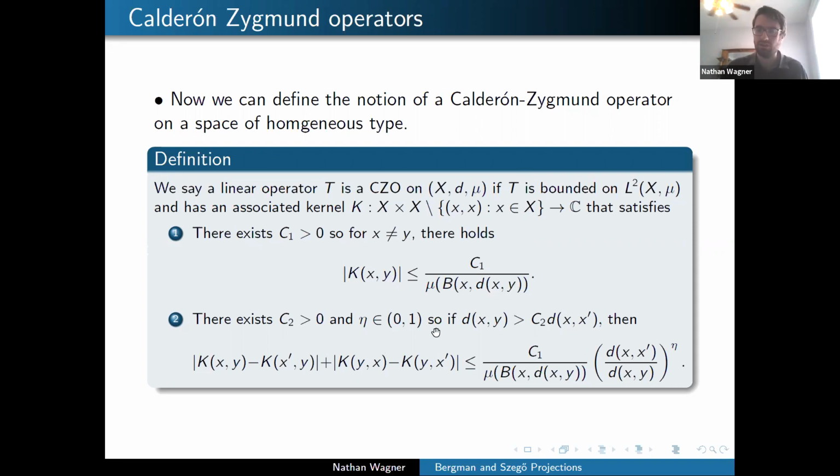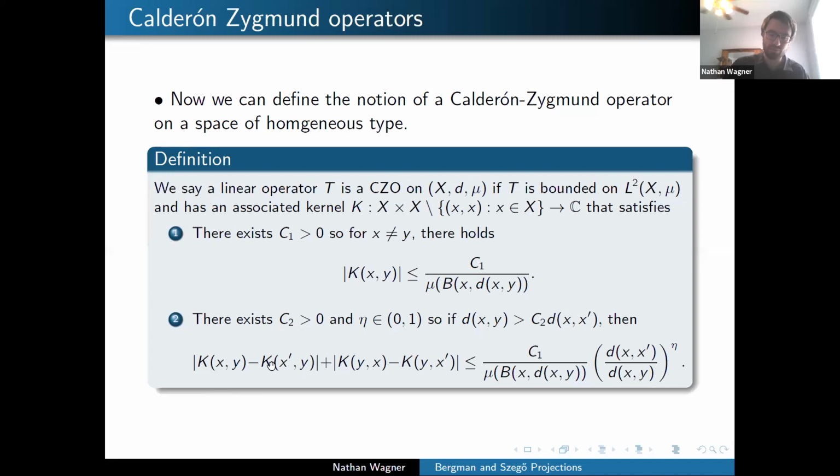And the second condition is like a smoothness condition, some type of Holder continuity condition. So the second condition says that if there exists some constant C2 greater than 0 and some parameter eta in (0, 1], so that if the distance between x and y is greater than C2 times the distance between x and x prime, well, then if I look at the sum of these kernel differences, so this is sort of just symmetrized so that it holds true in both slots of the kernel.